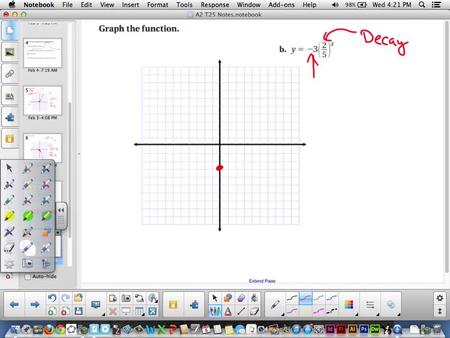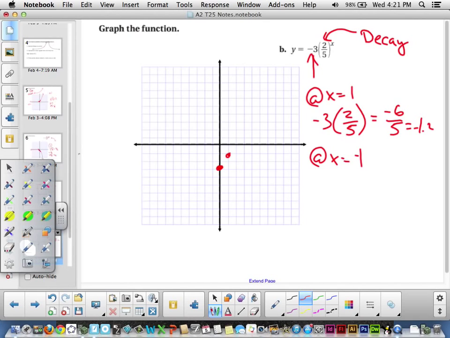Go through and find our next number. We start at -3. To get the next number, we multiply by the ratio. -3 times 2/5 is -6/5, which is about -1.2. So at x equals 1, the y value is -1.2, which is approximately there. At x equals -1, we take our starting value and we divide by the growth rate, or the decay rate in this case. So we'll take -3 divided by 2/5, which is the same as -3 times 5/2, because you multiply by the reciprocal. That's negative 15 halves, which is negative 7.5. So at x equals negative 1, we're at negative 7.5.